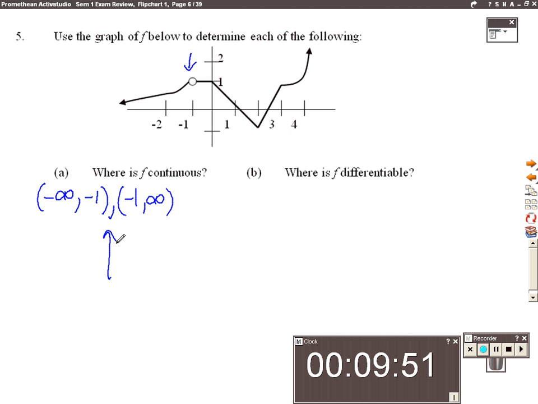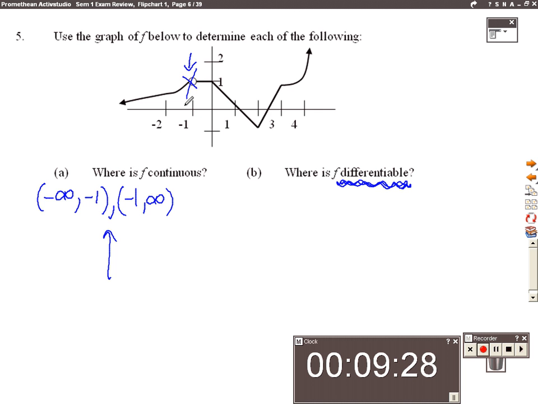Either is acceptable. Letter B is a different idea, differentiability. Where does the function have a derivative? Well, again, let's go back. Where does the function not have a derivative? Well, clearly, since there's no y value here, you can't have a derivative where there's no y value. There's nothing on the function.